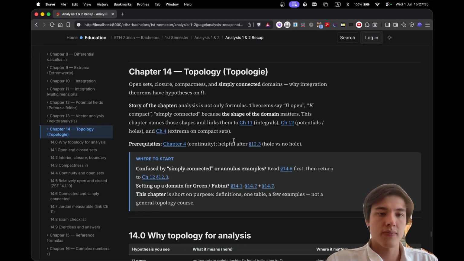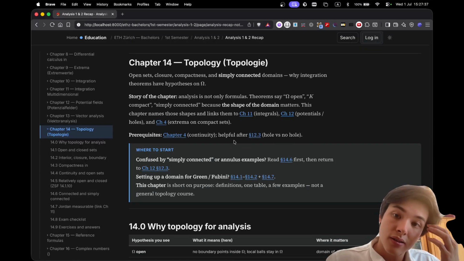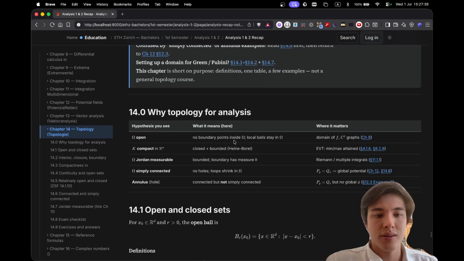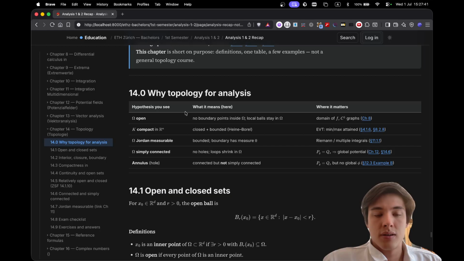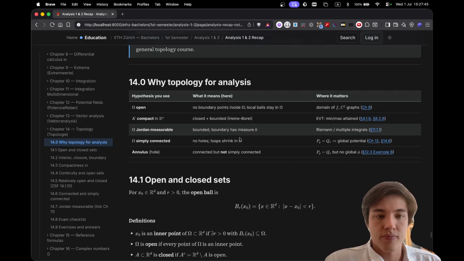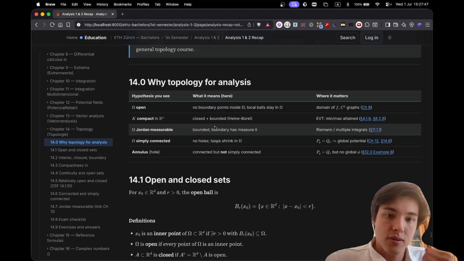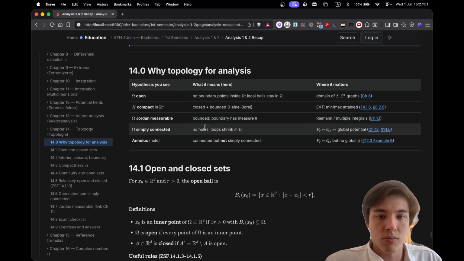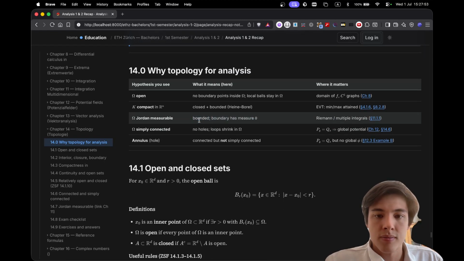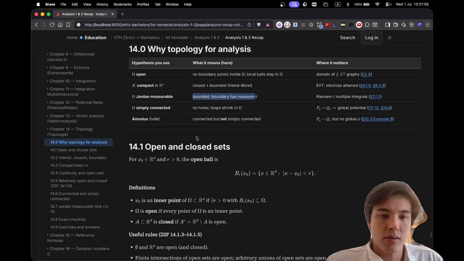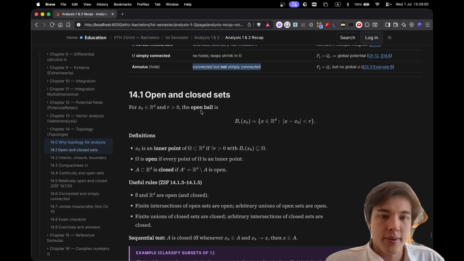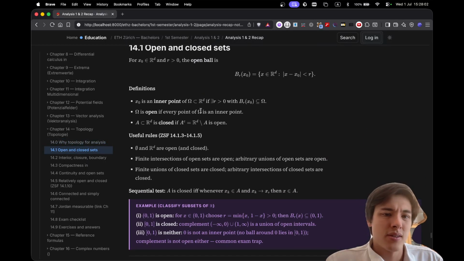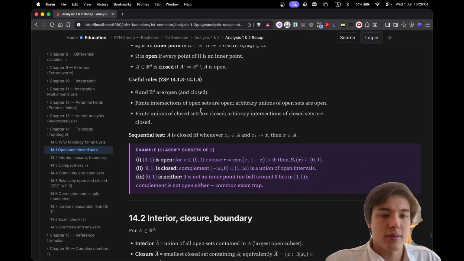Topology, open sets. Oh, I want to skip this as well. If it's open, there are no boundary points. If it's compact, it's closed and bounded. Jordan measurable. Boundary of measure 0, and it's bounded. Yeah. Whatever.